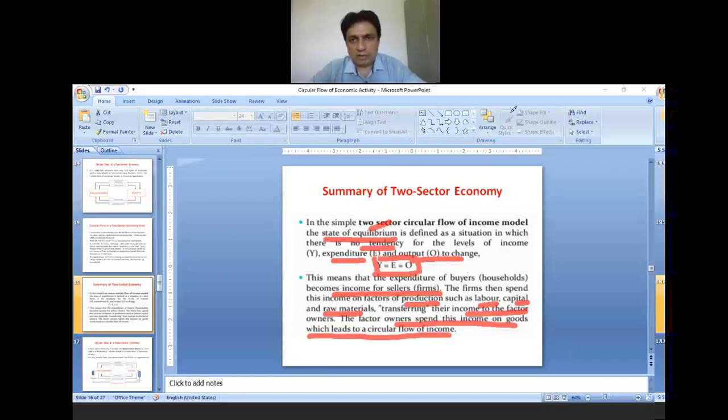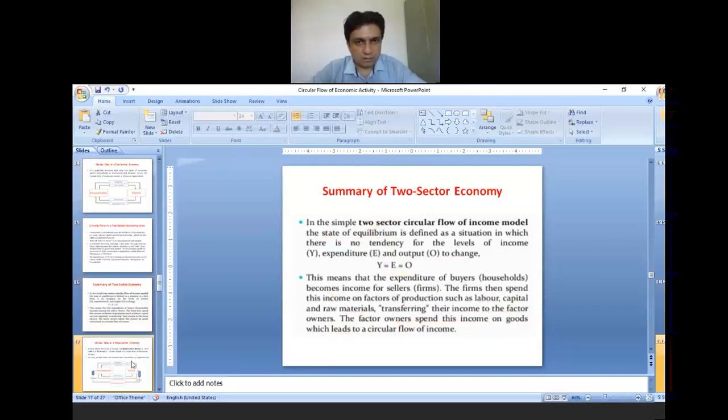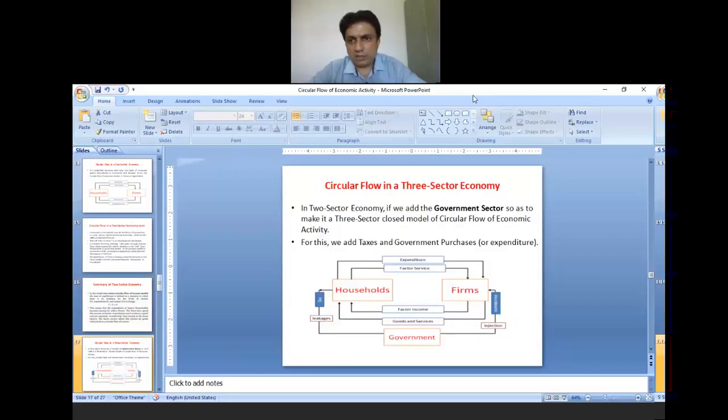So moving to the next slide, in the next slide we are going to discuss the three sector economy. So in the three sector economy, you can see from the diagram, a third sector is also included, which is the government sector. So household or consumer is the first sector, firms and business is the second sector, and government is the third sector. So now the government is interacting with the household or the consumer and the firms and business in this way.